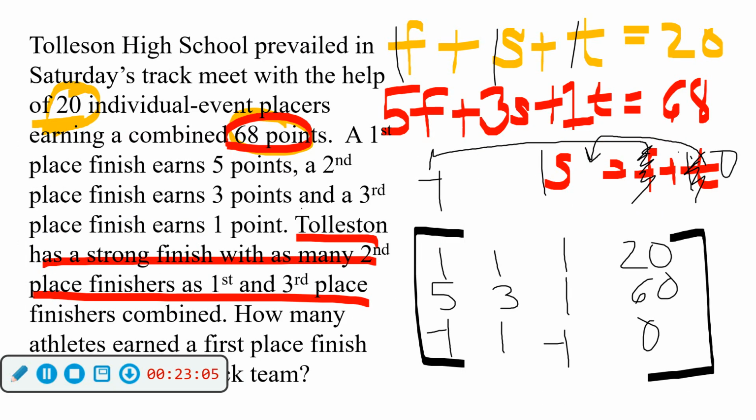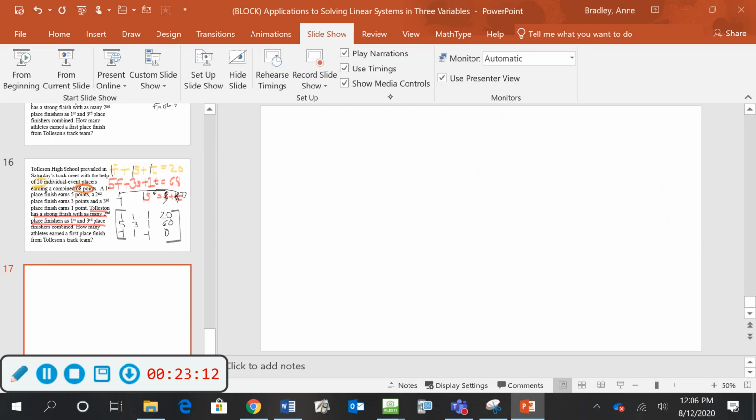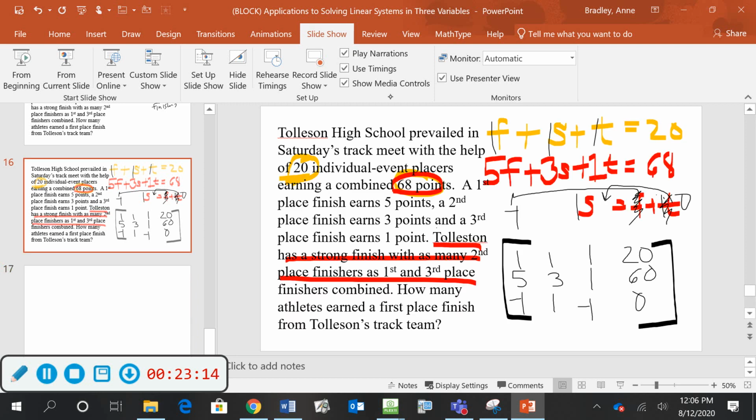Well, that means that... oh, excuse me. Thank you again. I'll just leave it on this screen when I answer the question. So F is the first one. That means F represents 5. There's 5 first place winners from Tolleson track team. The next number was 10. It means there's 10 second place winners. And again, 5 was the last number in that matrix, so there's 5 third.